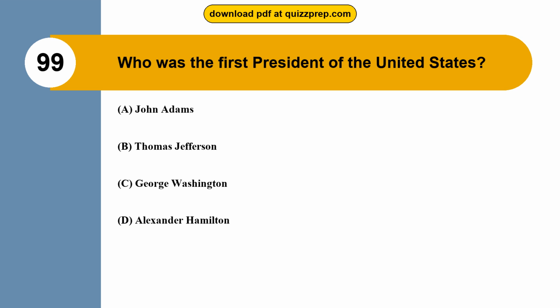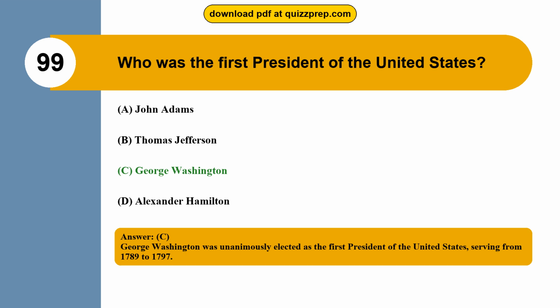Question 99. Who was the first president of the United States? Option A, John Adams. Option B, Thomas Jefferson. Option C, George Washington. Option D, Alexander Hamilton. The correct answer is option C, George Washington. George Washington was unanimously elected as the first president of the United States, serving from 1789 to 1797.